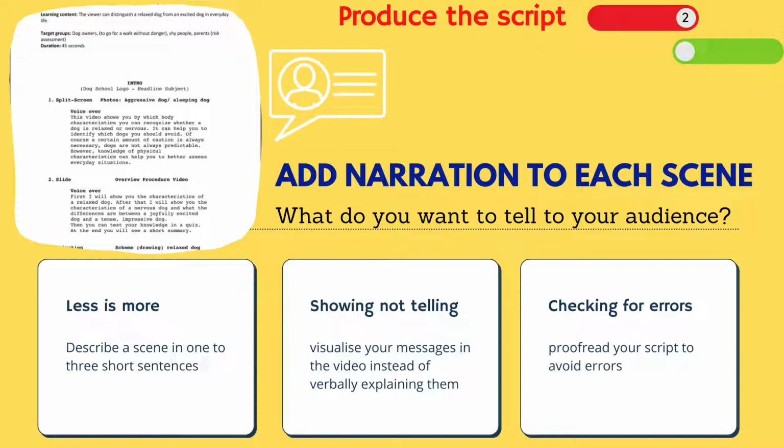However, in the storyboard, you can add the visual contents and the narration or the lines that appear in each scene. For successful implementation of the script, the following tips may be beneficial. Less is more. Describe a scene in 1 to 3 short sentences. Show, don't tell. It is better to visualize your messages in the video instead of verbally or textually explaining them. Proofread your script to avoid errors.